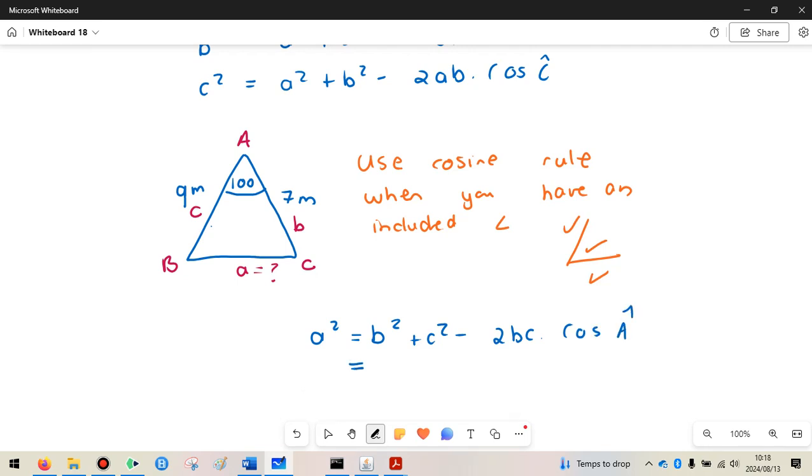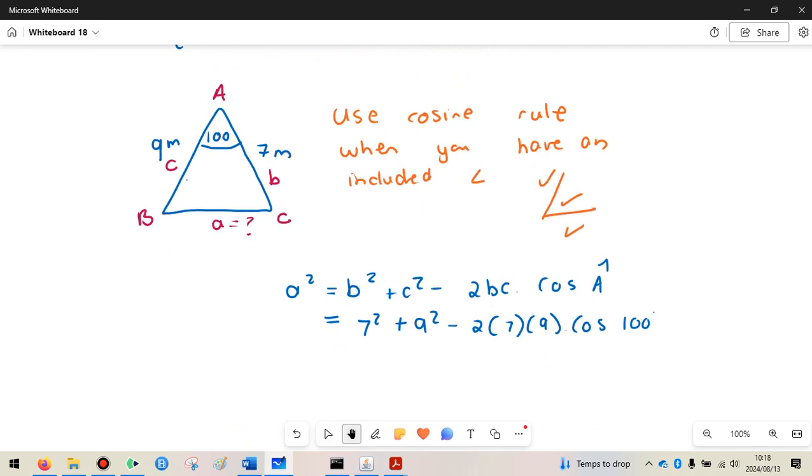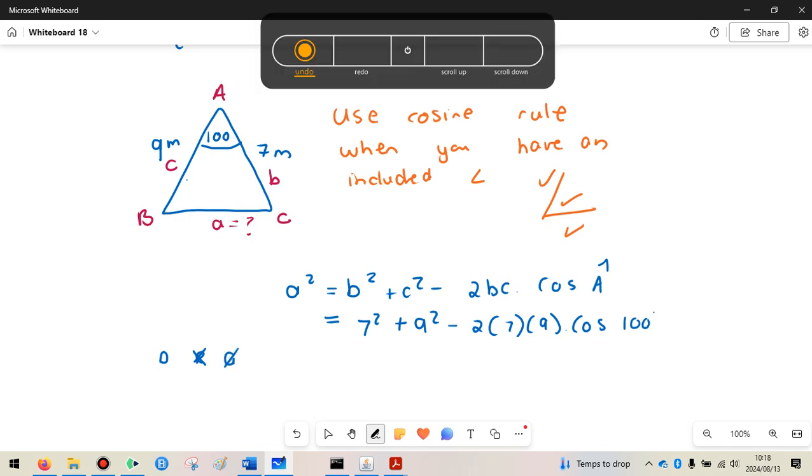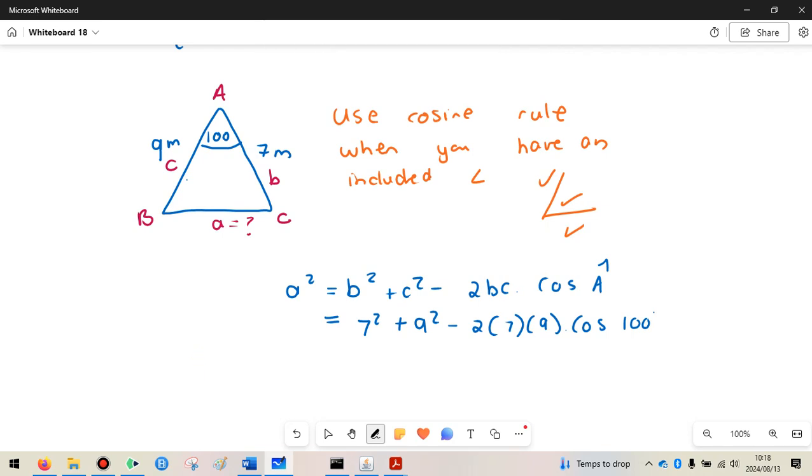Then my b is 7, my c is 9. Then you plug this into your calculator. Just remember your calculator needs to be in degrees, which means that the top row of your calculator needs to show a D, as opposed to an R for radians or G for gradians. You might just by accident have put it in a different mode, or if you do AP Maths, then you might have it in a different mode.